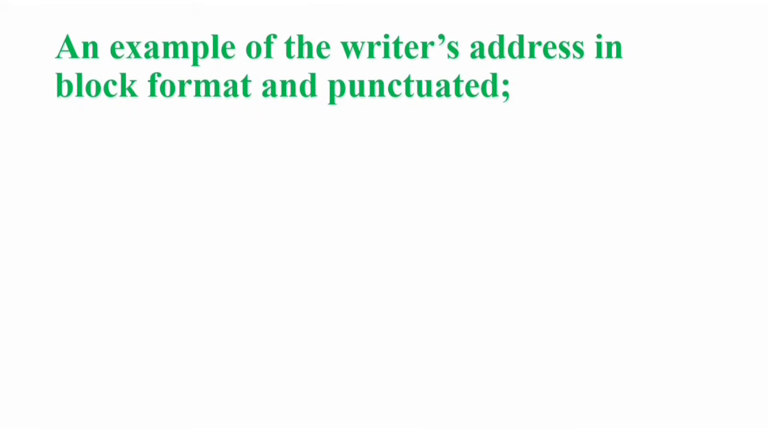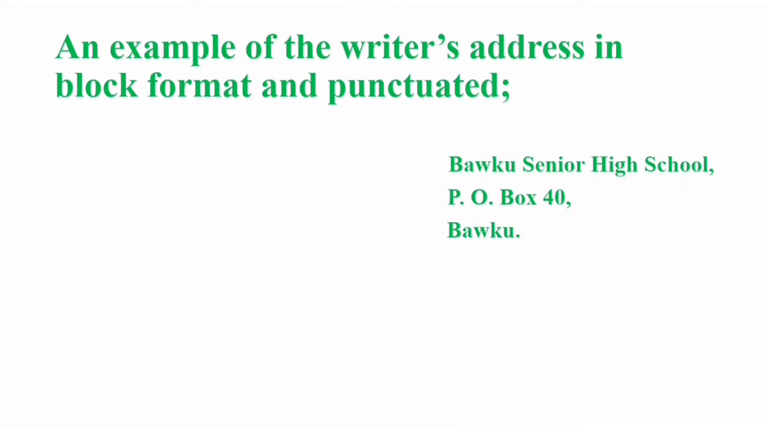Here is an example of the writer's address in block format and punctuated. Boku Senior High School, P.O. Box 40, Boku. The first line contains the name of the institution, which is Boku Senior High School, followed by a comma. The second line contains the postal address, which is P.O. Box 40, followed by a comma. Then our last line contains the name of the town, which is Boku, followed by a full stop.